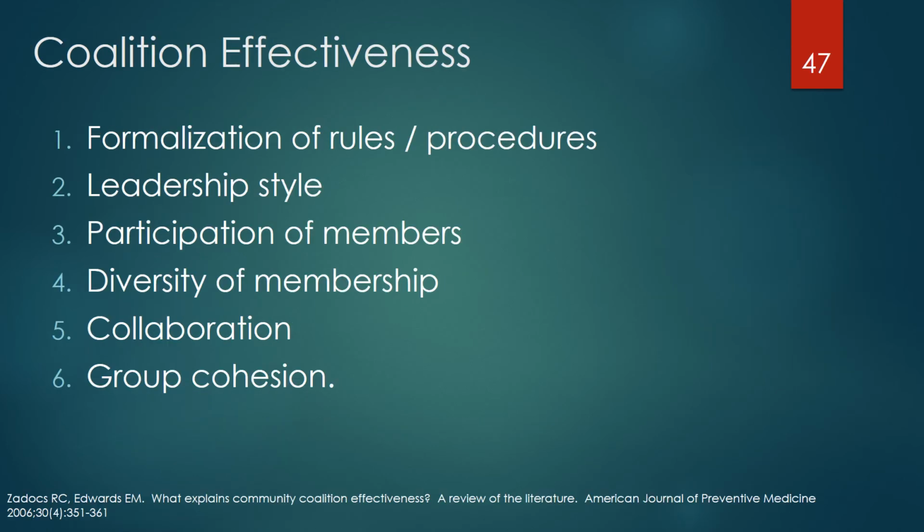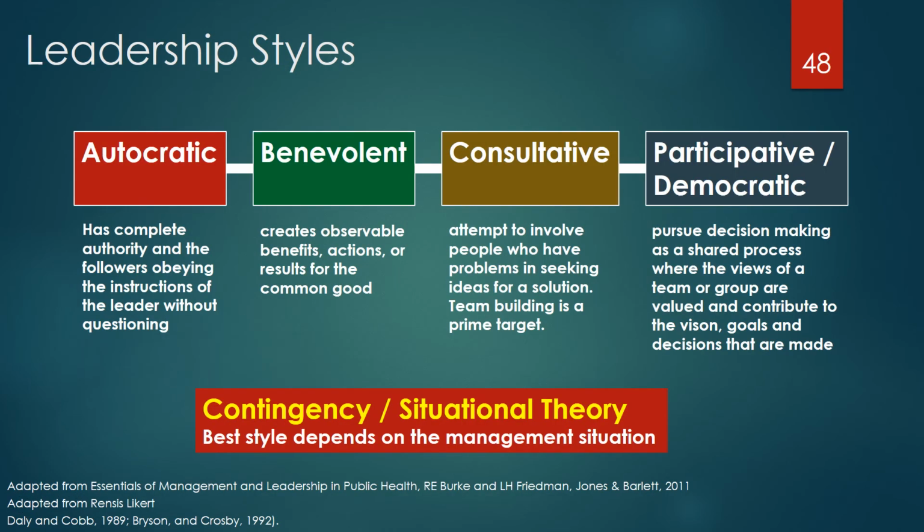Number 2 is leadership style. Rensis Likert described a leadership continuum from autocratic to benevolent, consultative, and participative or democratic. An autocratic leader has complete authority and the followers obey the instructions of the leader without questioning. Benevolent leadership creates observable benefits, actions, or results for the common good. Benevolent leaders may be autocratic, consultative, or democratic as well.